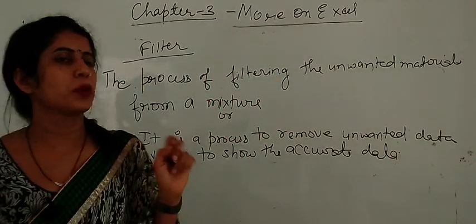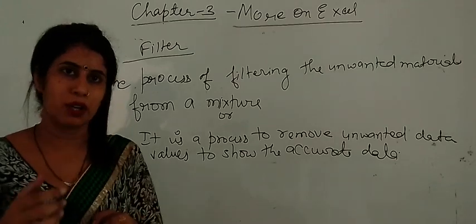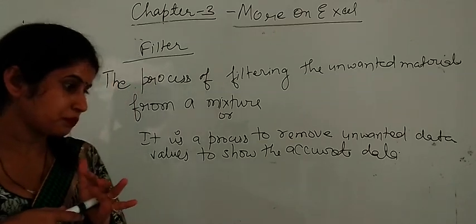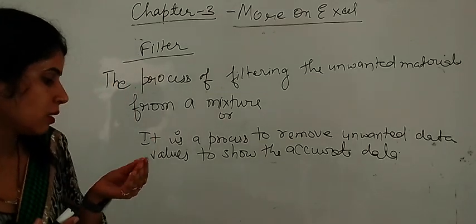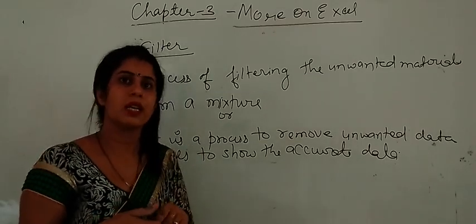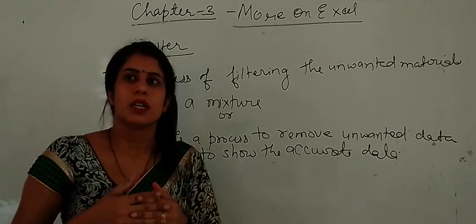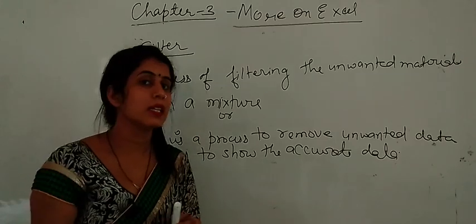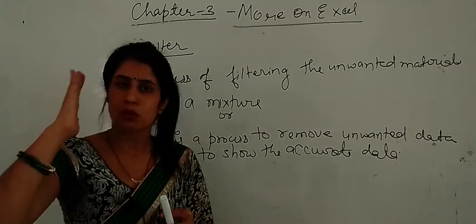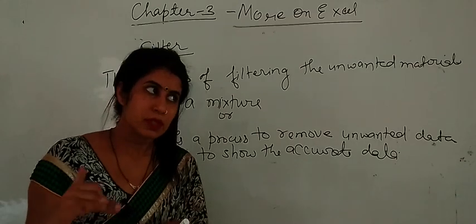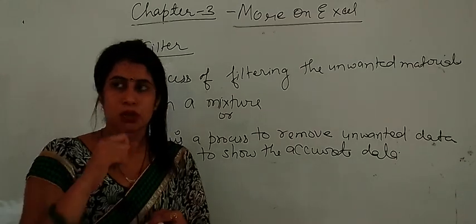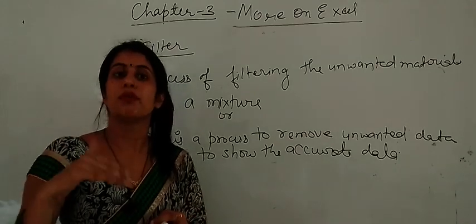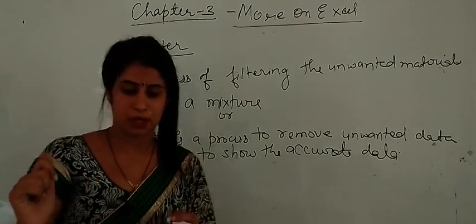Means here what we are doing, here we are removing the unwanted materials. So what is the example of it? Suppose in our class 10 students are there, okay, and we are creating any kind of project and we are taking the help of only 5. So the other 5 I have to hide. Okay, so to hide the unwanted data, we should use the filter option.